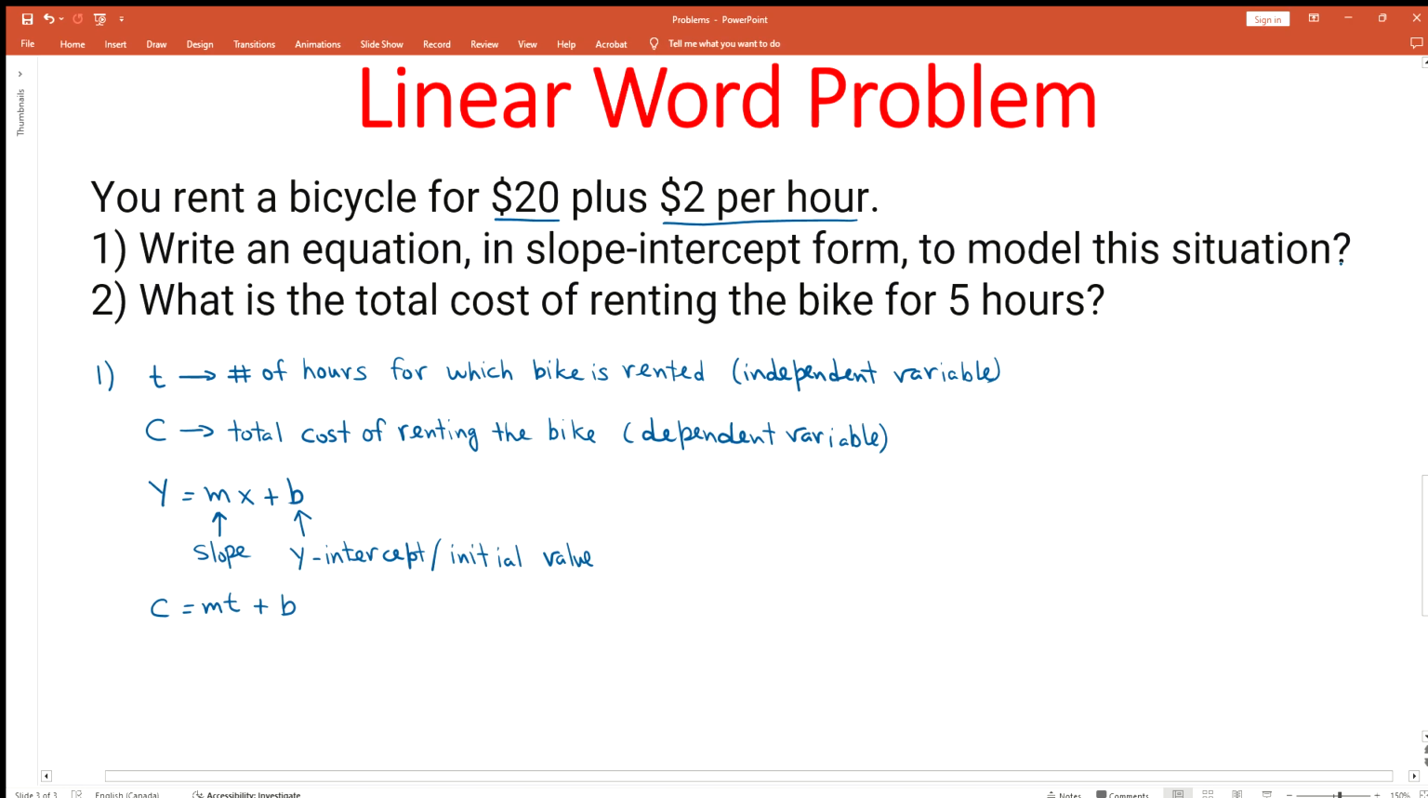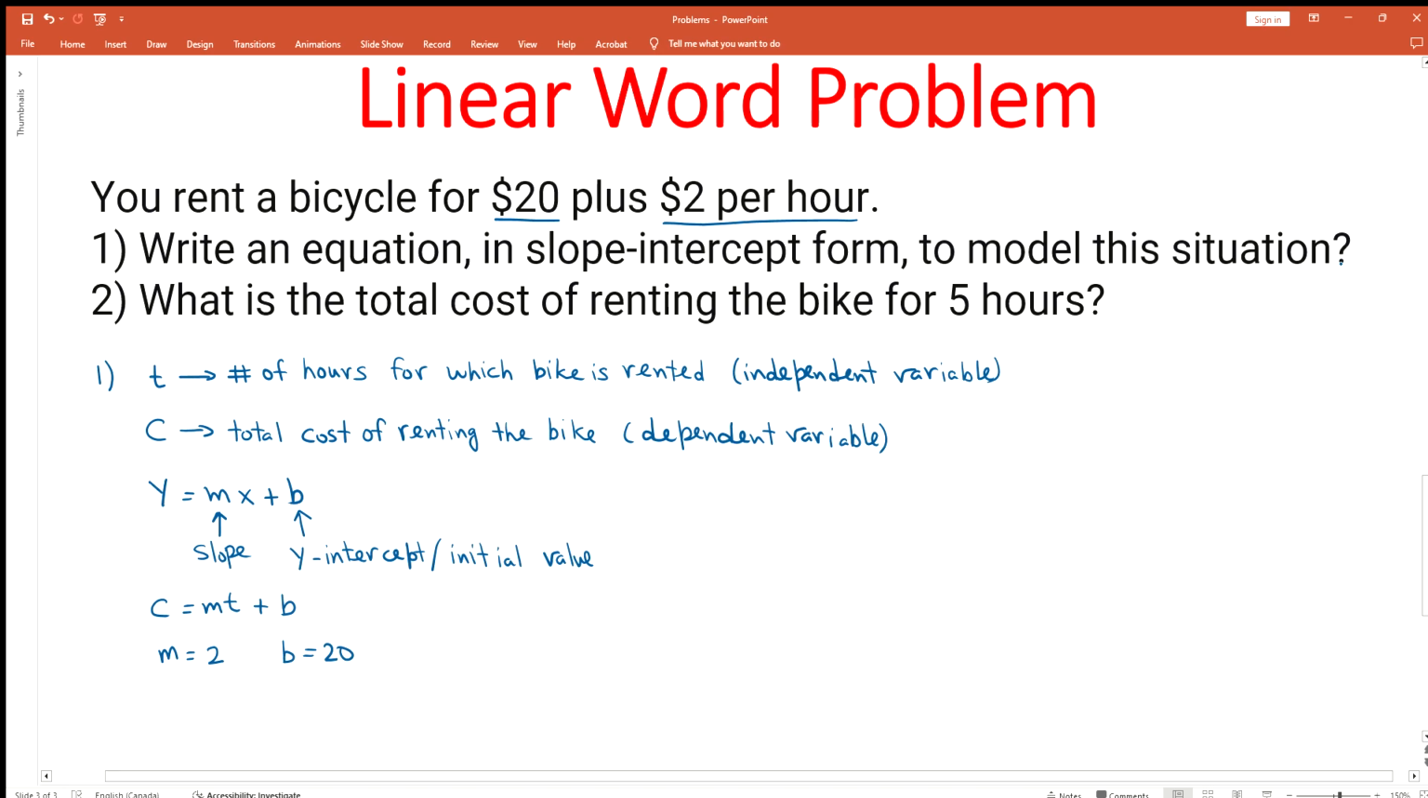b represents the y-intercept or the initial value. So the value of b is equal to 20 because that's the upfront cost or the fixed cost of renting the bike. So b is equal to 20. The value of m is equal to 2 because that's the variable cost or the cost per hour for renting the bike. This is an important concept we need to understand and memorize.